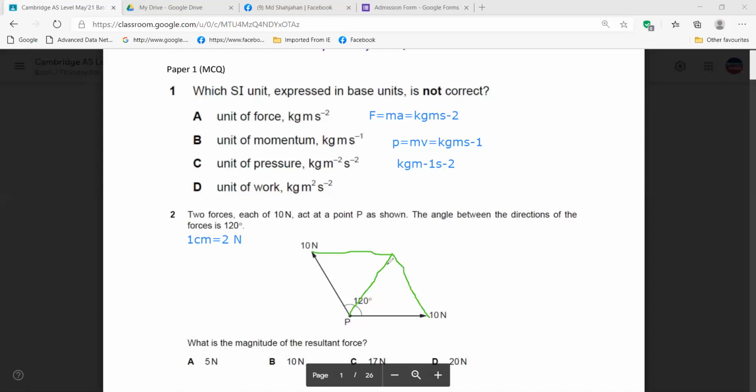Okay, sir. The length of the parallelogram you try to make it exact, because you have the ruler, right? Yes, sir. Use that one.